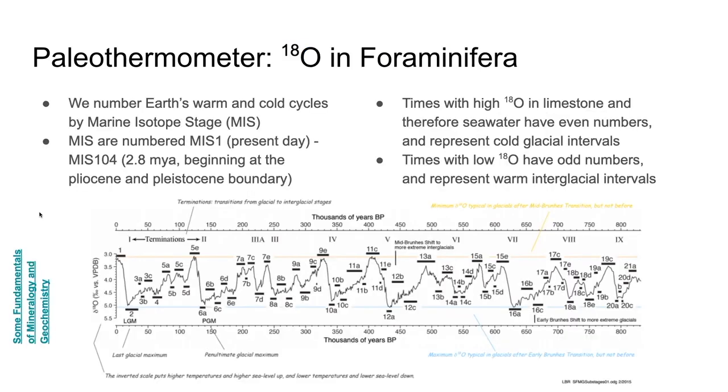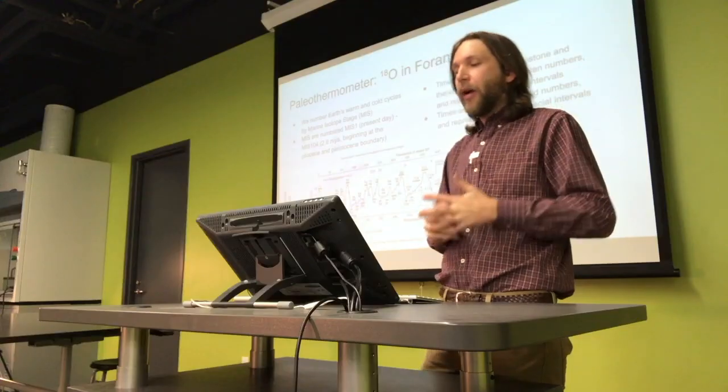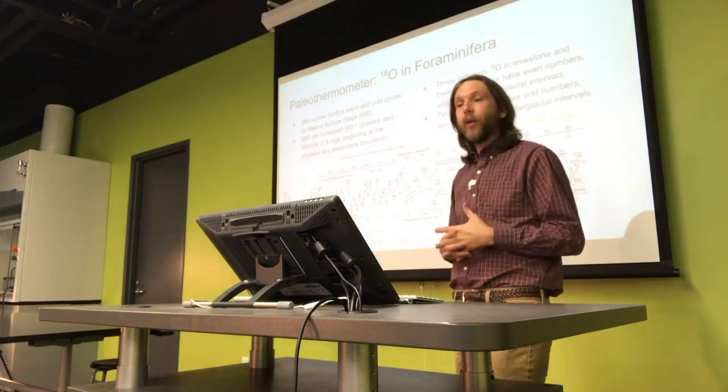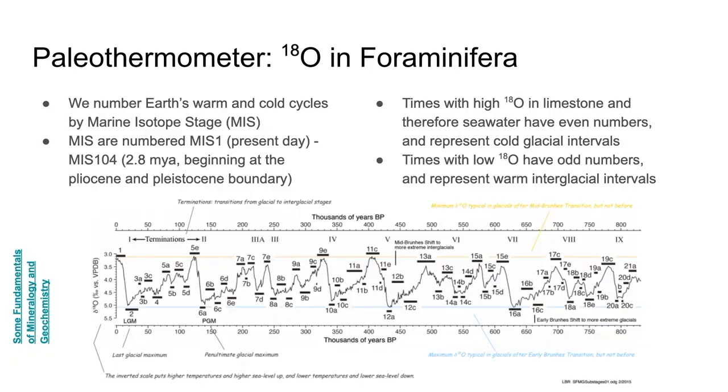We can take those numbers back to 2.8 million years ago. And we number all of the increases and decreases in warm and cold cycles, and we call them marine isotope stages because these are isotope ratios found in marine sediment. And we number them 1 from the present day back to MIS 104, 2.8 million years ago.